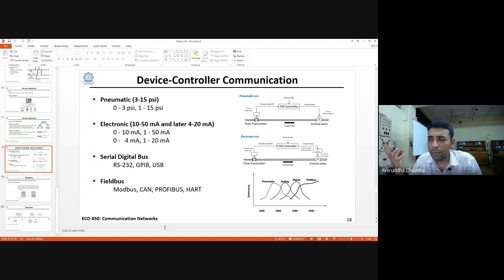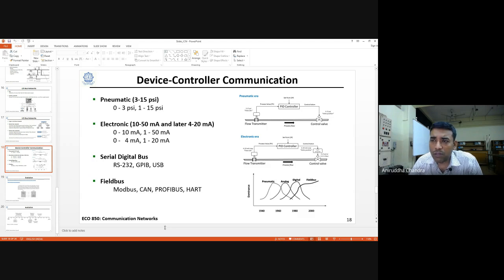This 4 to 20 milliampere control loop is still very popular in industry. It means that when you have a current of 4 milliampere, you denote it as a 0. And when you have a 20 milliampere current, you denote it as a 1. And there is a PID controller which actually controls with this.